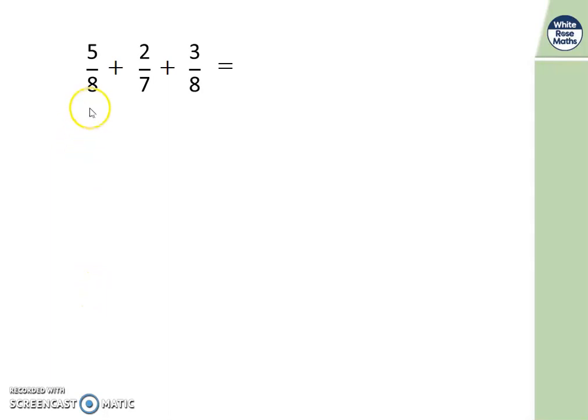Have a look at this question. 5/8 add 2/7 add 3/8. Now, looking at that, to find a common denominator, you're going to have to go quite high. You're going to have to go up into 56. But actually, there's an easier way to do this.